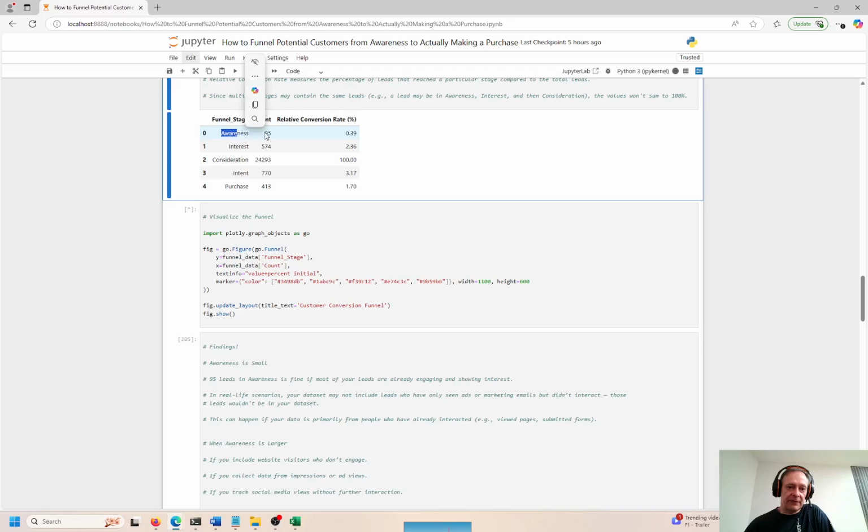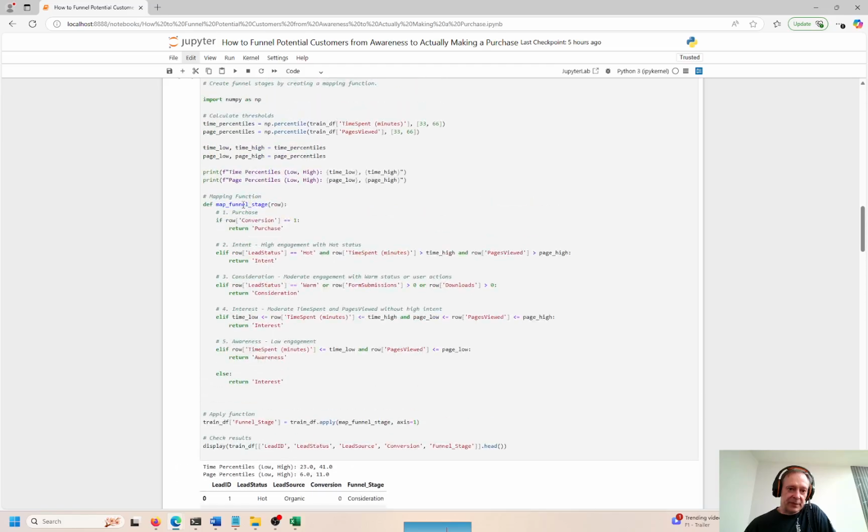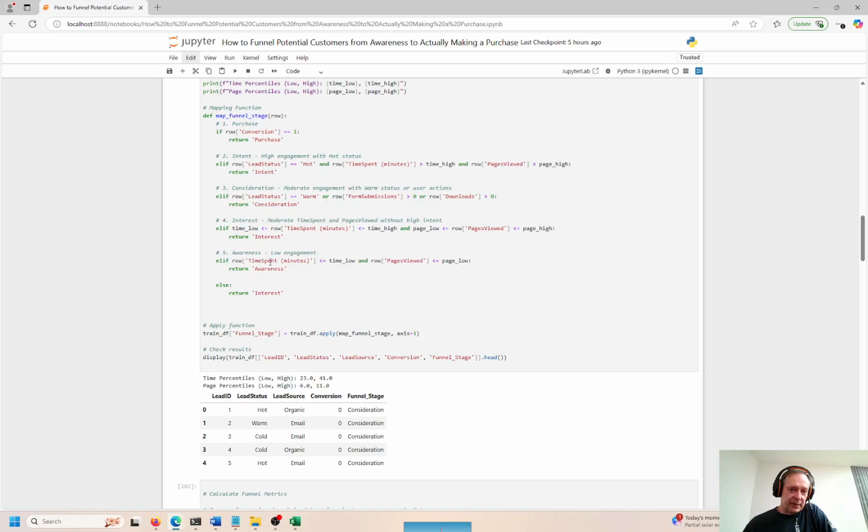So we have awareness, 95 people became aware. Again, you have to look at the logic to understand this. It took me a little while to figure this out too, and this is what I came up with. I think this is pretty close to some type of meaningful standard. But again, it really depends on your data and your specific needs, how you define this.